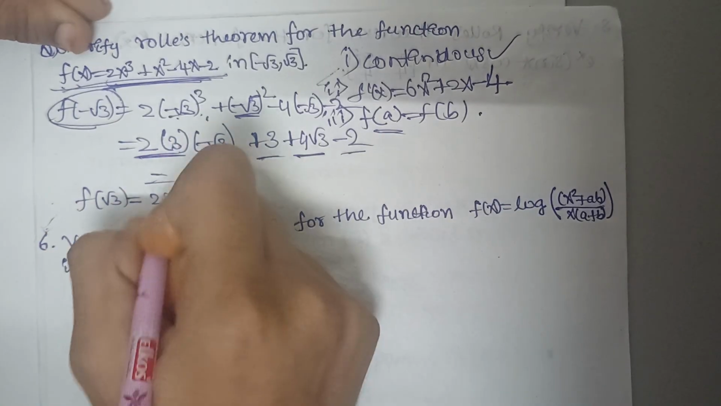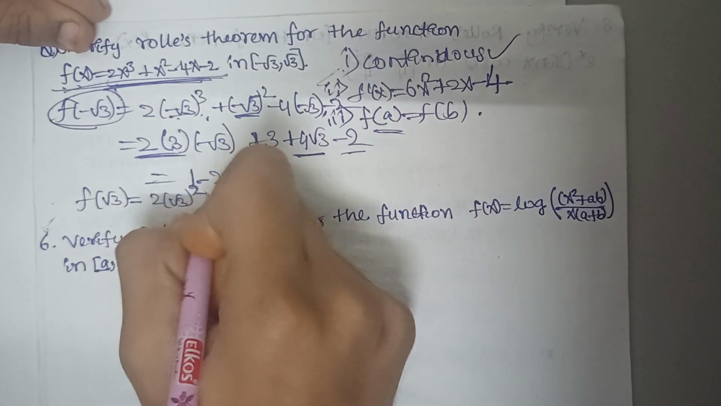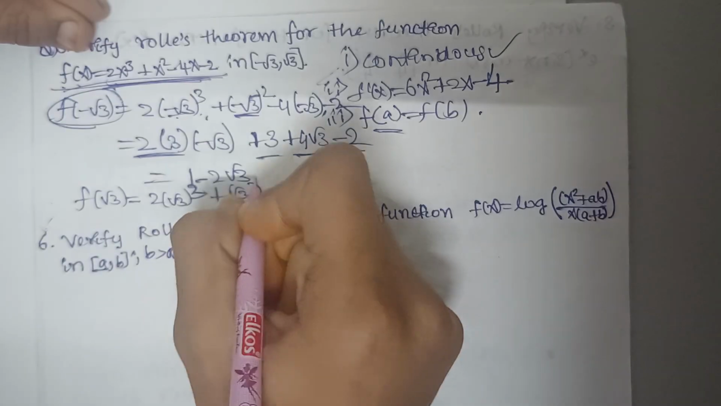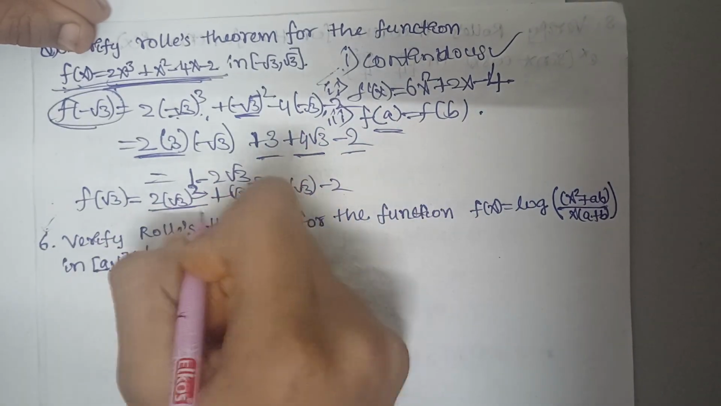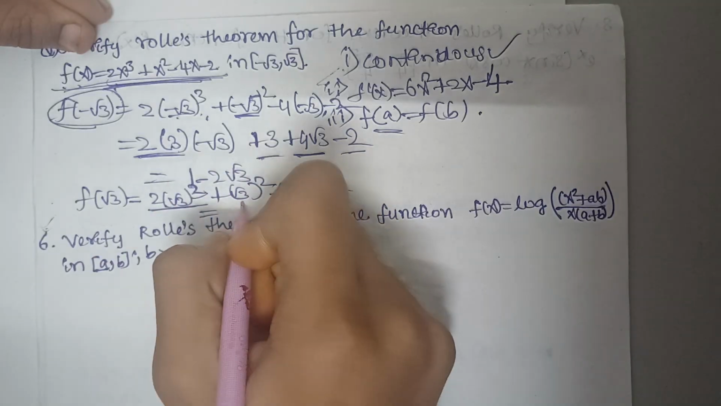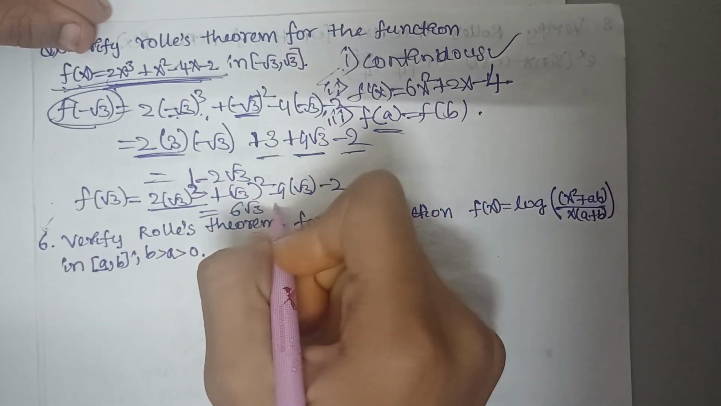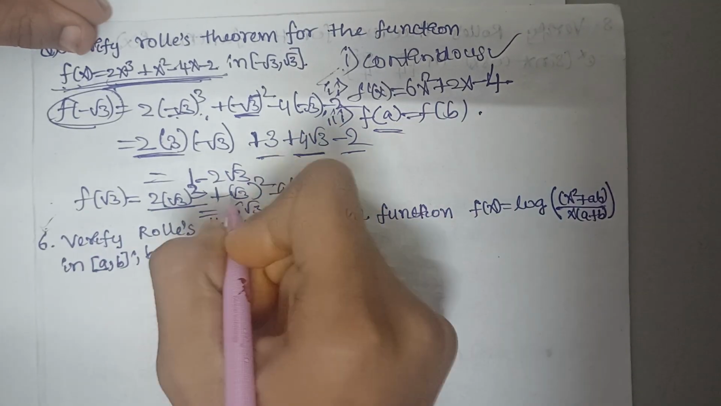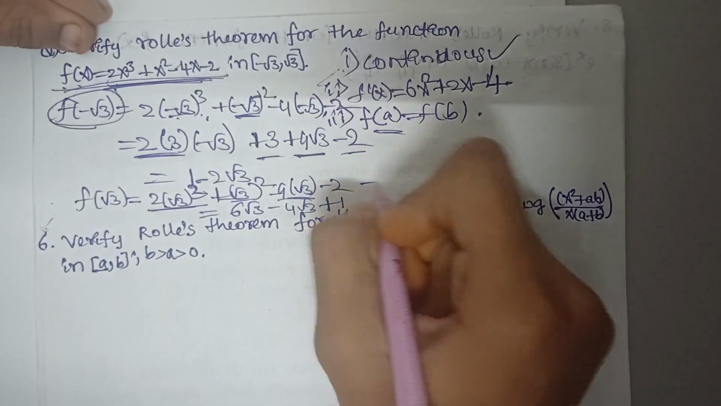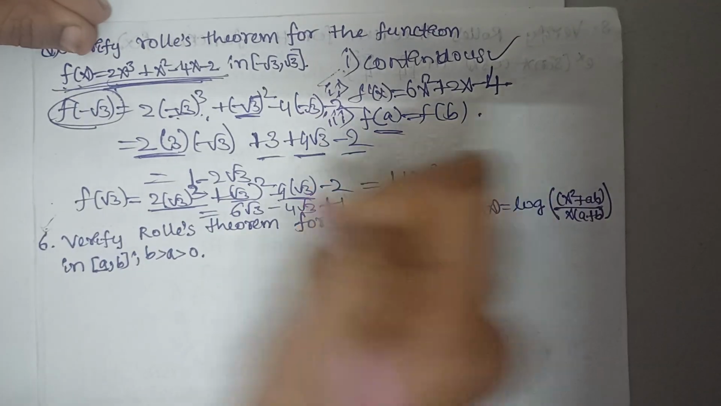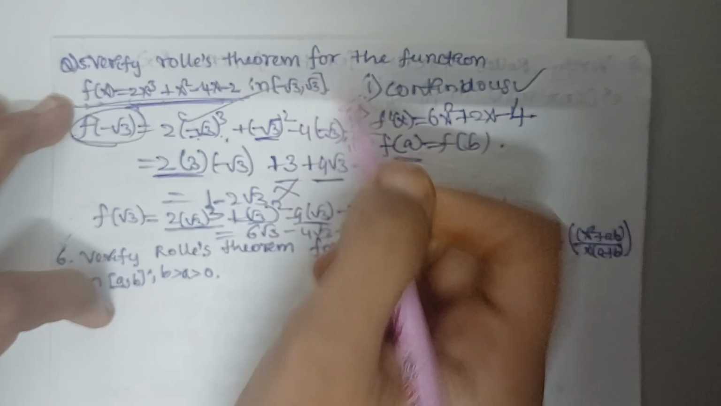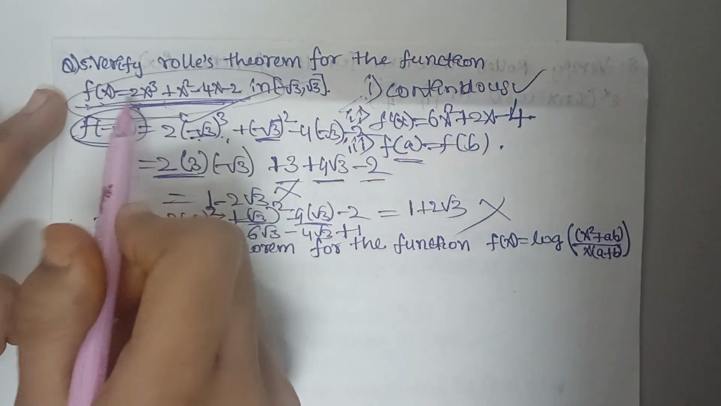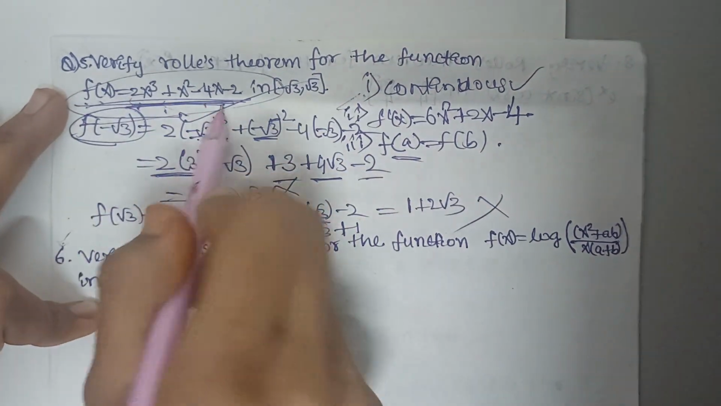And now check for the value of f of root 3, which is 2 into root 3 whole cube plus root 3 whole square minus 4 into root 3 minus 2. This is your 6 root 3, and this is 4 root 3, and this is 3 minus 2, which is 1, so 1 plus 2 root 3. Here your f of a is not equal to f of b. That means Rolle's theorem is not satisfied for this polynomial function f of x is equal to 2x cube plus x square minus 4x minus 2.